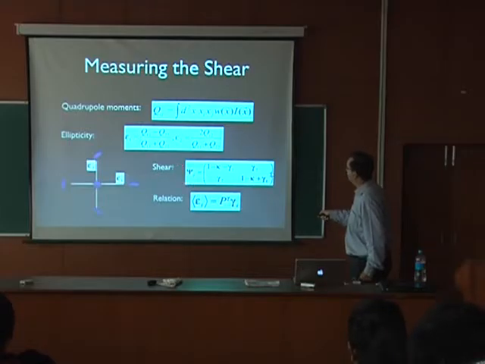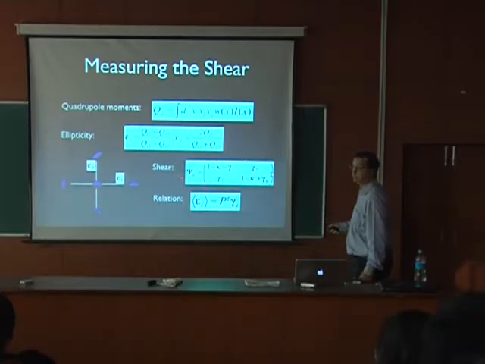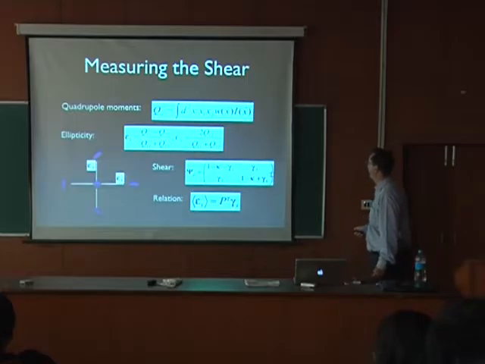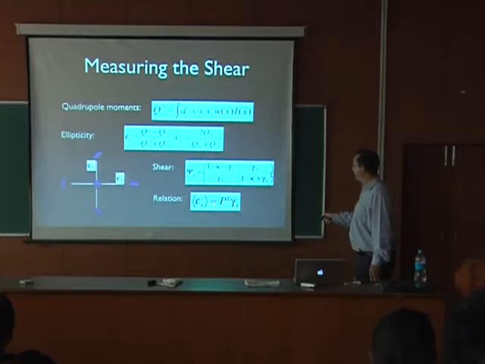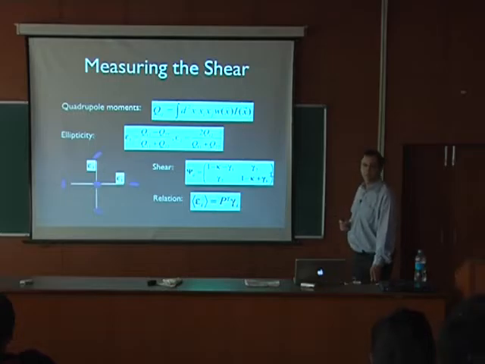So this is a distortion matrix. Remember, the derivative of the position on the image compared to the position of the source. And the shear is the traceless part of this distortion matrix. Okay. So then, if we know the susceptibility tensor, we can invert this and get an estimator for the shear.